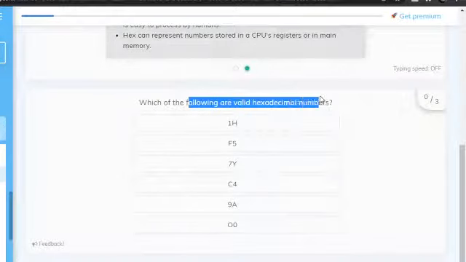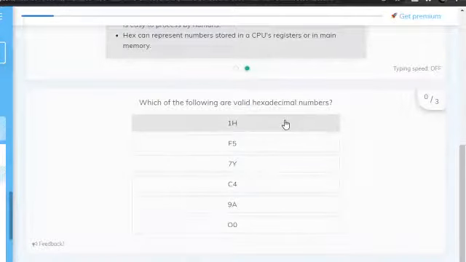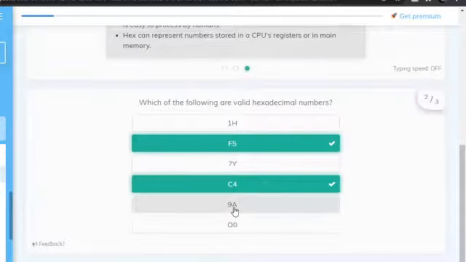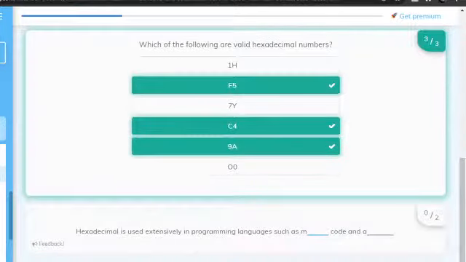So which of these are valid? There are 3 of them. Not this one. This one is valid. This one is valid. And 9A is valid. 9A is literally 9 and then 10. C4 is 12 and then 4, and F5 is 15 and then 5.